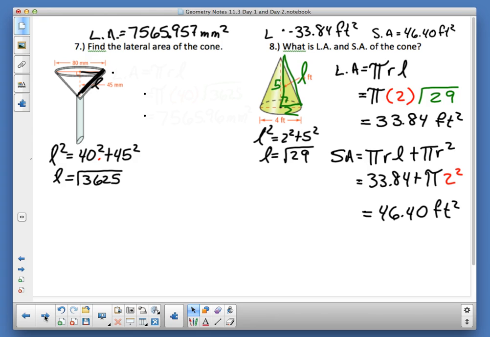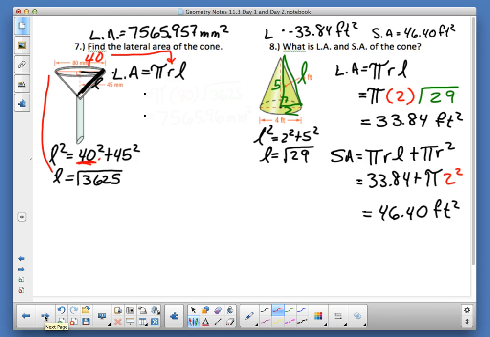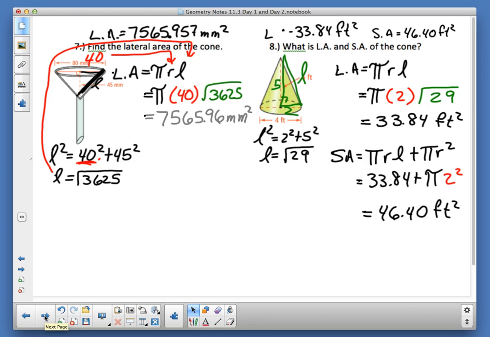Now remember, find the lateral area, that's LA. So we've got LA equals pi RL. Pi is a key in my calculator. R we found to help us with our slant height, it's 40. So 40 is our R. We have slant height, and now I just plop them in, and I'm done. Okay, this is millimeters squared.